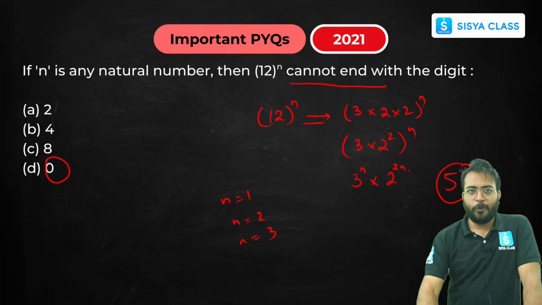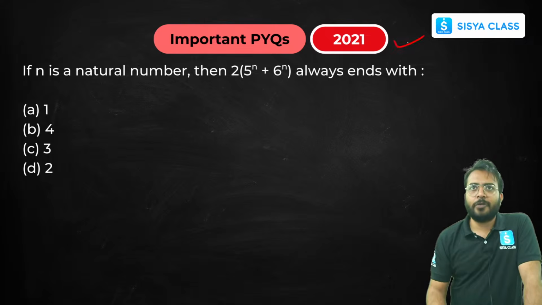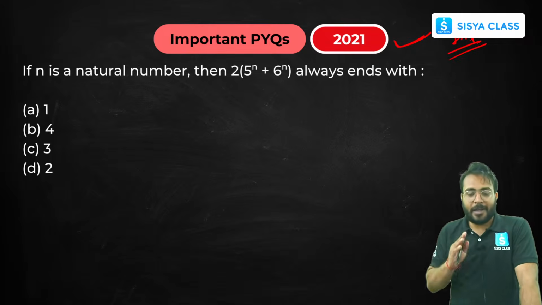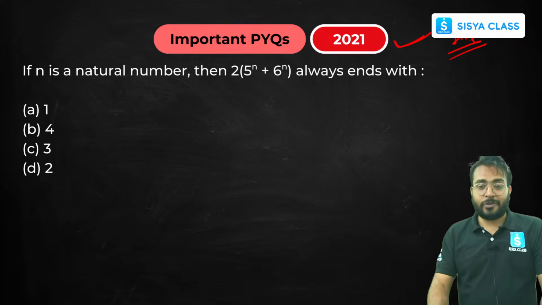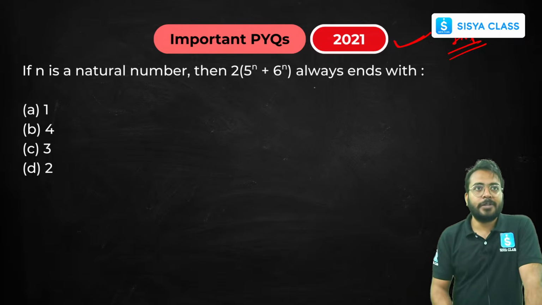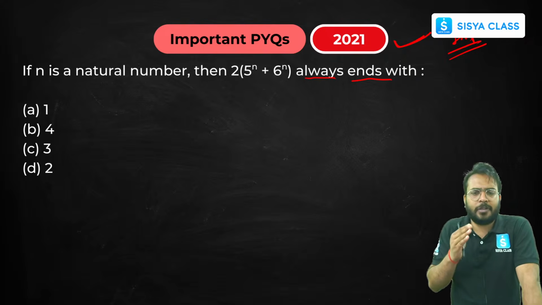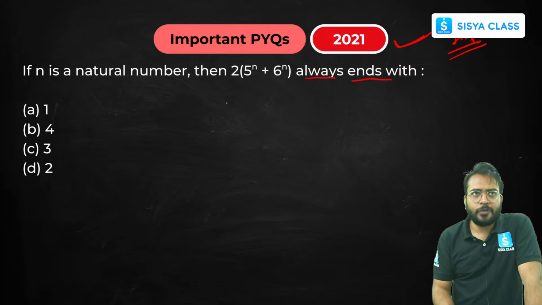Yeah, fine. So one more interesting question, beta, from 2021, a very interesting question. These are called some good questions, where most of the students make mistakes, all right, beta. See here, we need to find out which digit this number is going to end with. So here I have 2 into 5 to the power n plus 6 to the power n, all right.